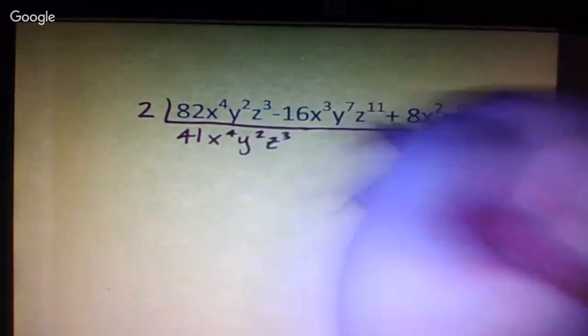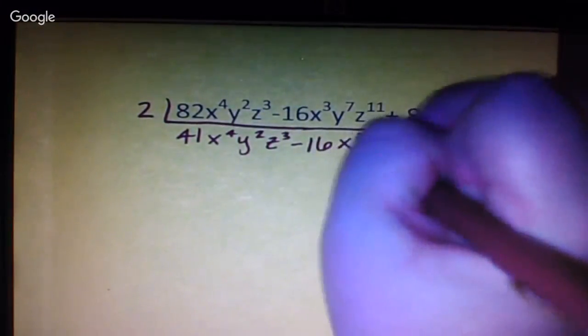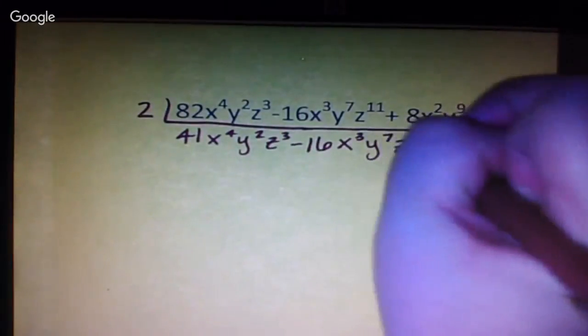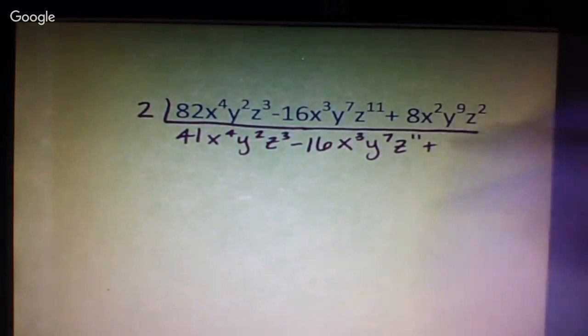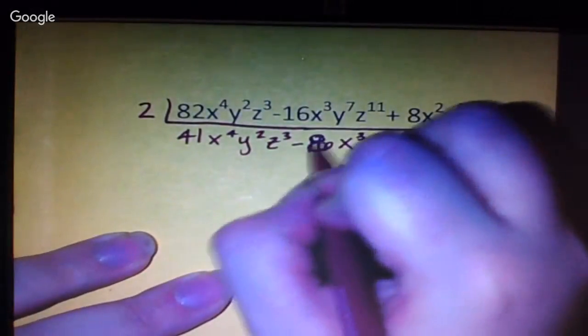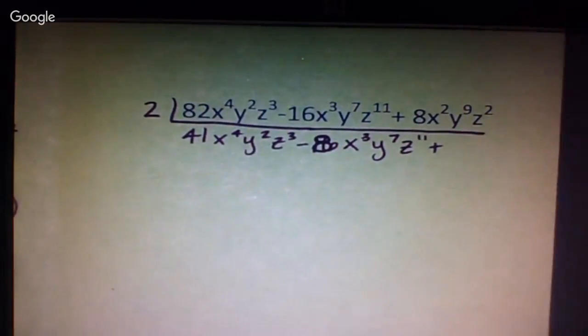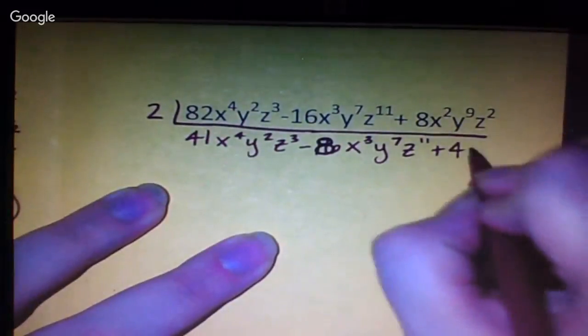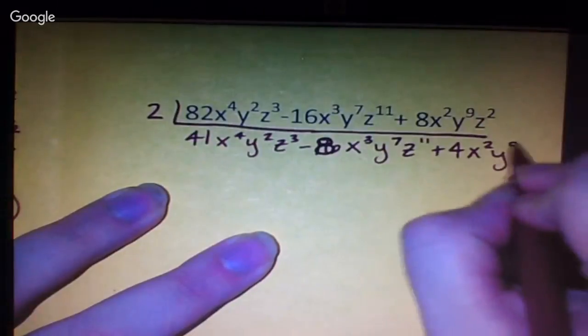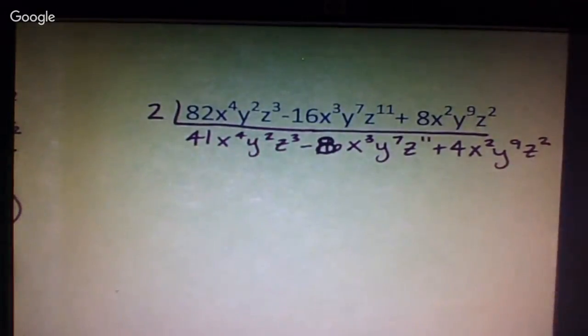X to the 4th, y to the 2nd, z to the 3rd, minus 16 x to the 3rd, y to the 7th, z to the 11th. Oh, why did I not divide that? Never mind. Ignore me. 8, 8, 8. Sorry, I totally missed that. Okay, this one should be 4x squared, y to the 9th, z to the 2nd. I do apologize. That was not 16. It should have been 8.